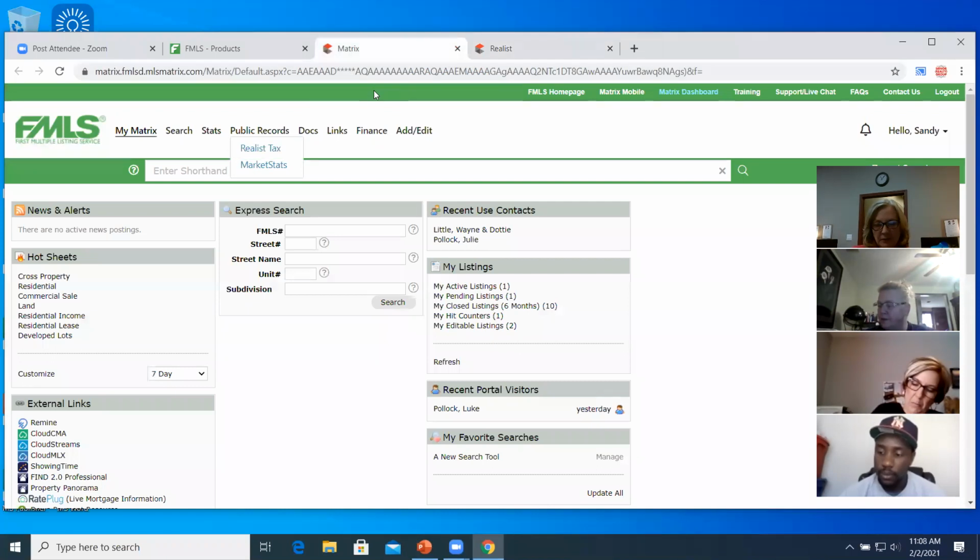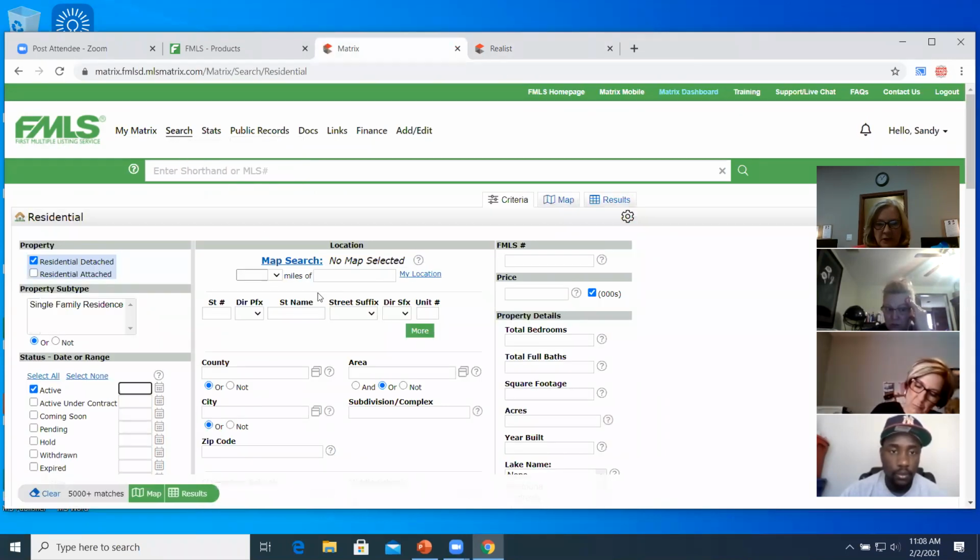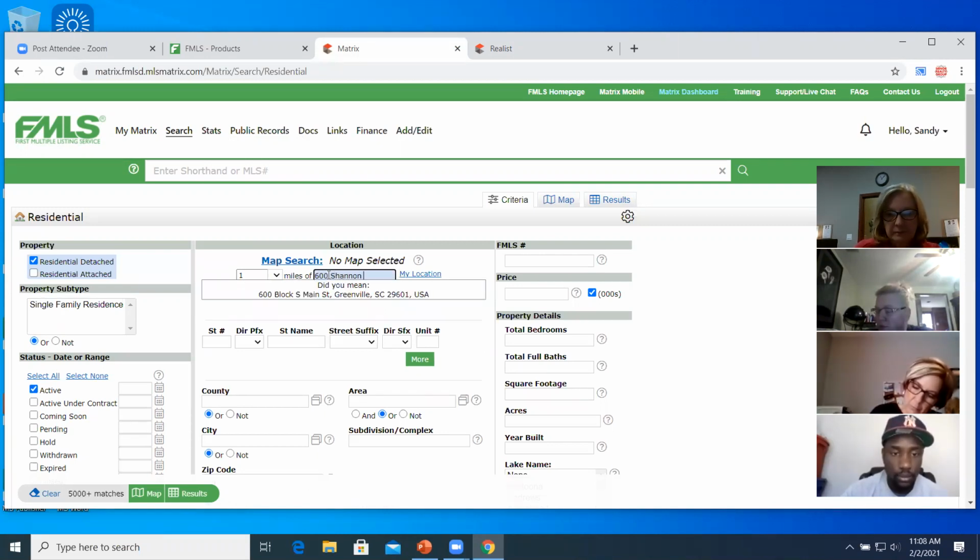So I keep that up, and then I go back to Matrix and I start a search, if I can get it to search. And I apologize that this is not working as well as I'd hoped it would. I should have just brought my computer in here. So go to residential. I'm going to do a search. But what I'm going to do is type in that address of 600. Whoops, no, I'm not there. I'm going to go 1 mile to start. And I'm going to type in the address over here of 600 Shannon Green. It's circle. So it brought it up. I'm going to click on it.